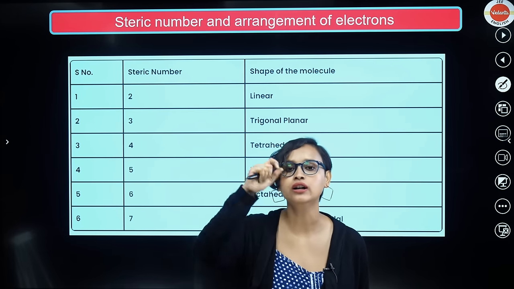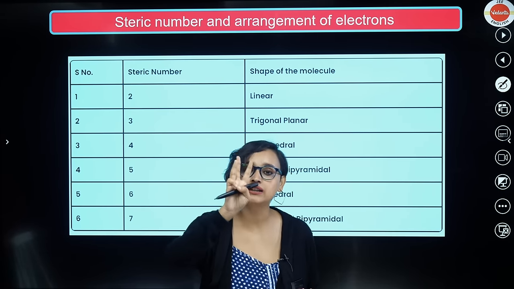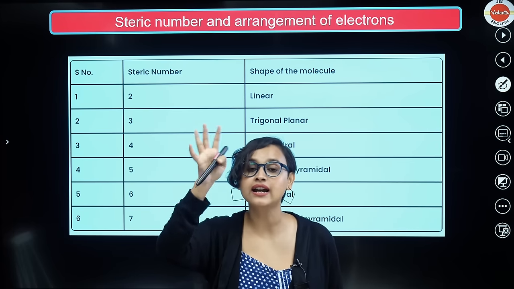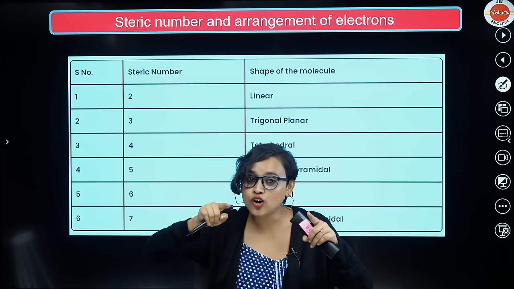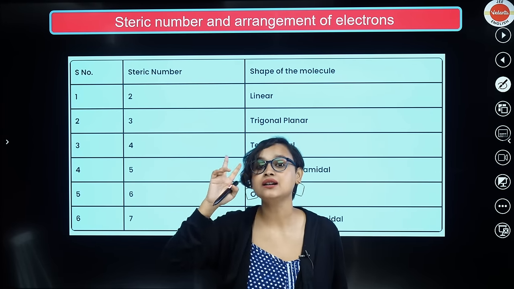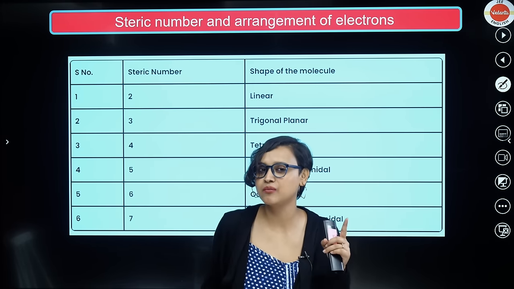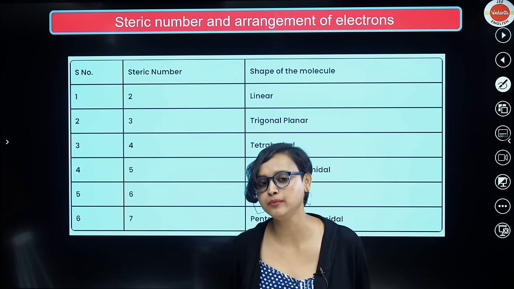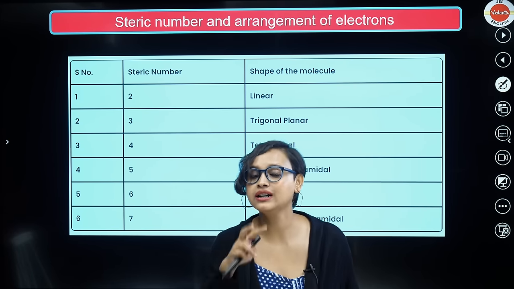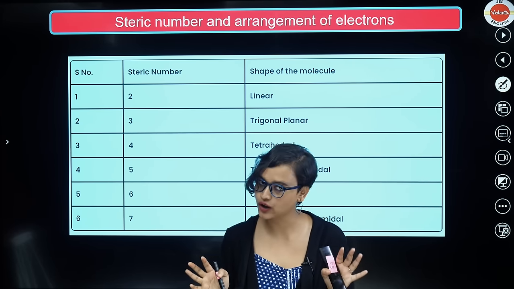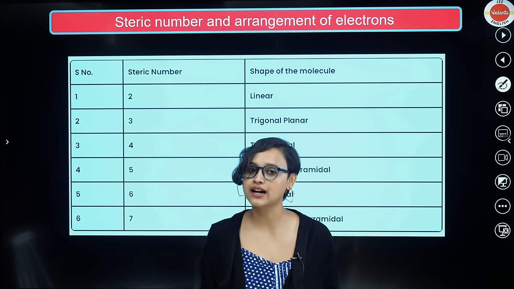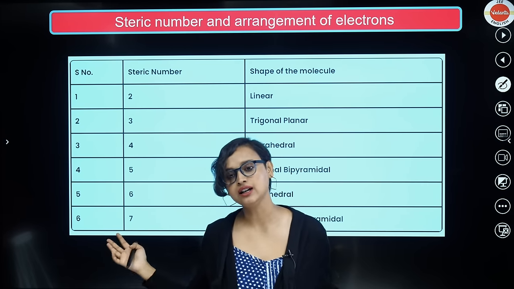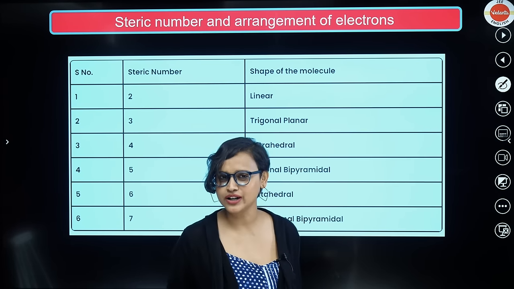Now, I have the chart here, please do remember it. Steric number 2, linear. Steric number 3, trigonal planar. Steric number 4, tetrahedral. Steric number 5, trigonal bipyramidal. Steric number 6, octahedral. Steric number 7, pentagonal bipyramidal. So, bipyramidal is only in two cases, 5 and 7, okay? 6 is octahedral, 4 is tetrahedral, 3 is trigonal planar, 2 is linear. Got it?